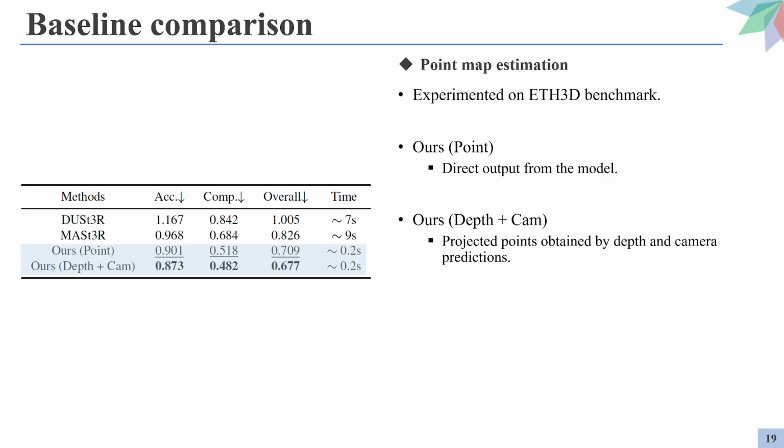Although VGGT achieves the best performance among all baselines, the depth plus cam setting performs even better than the direct point map head. This highlights the benefit of decomposing the complex task of point map estimation into simpler subproblems of predicting depths and cameras, despite the fact that camera poses, depth maps, and point maps are jointly supervised during training.